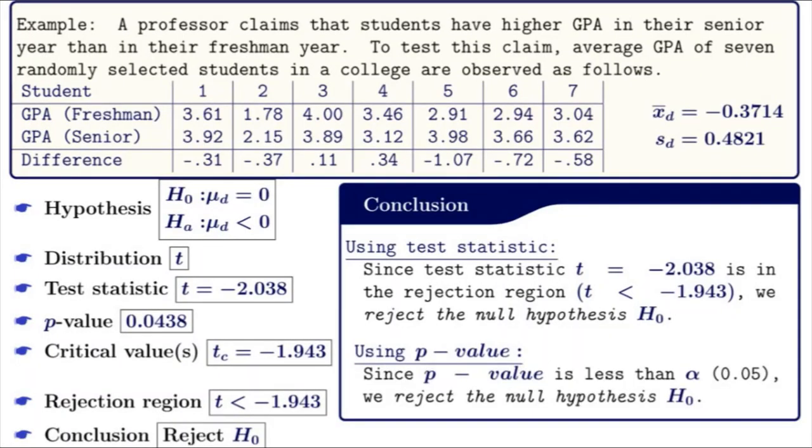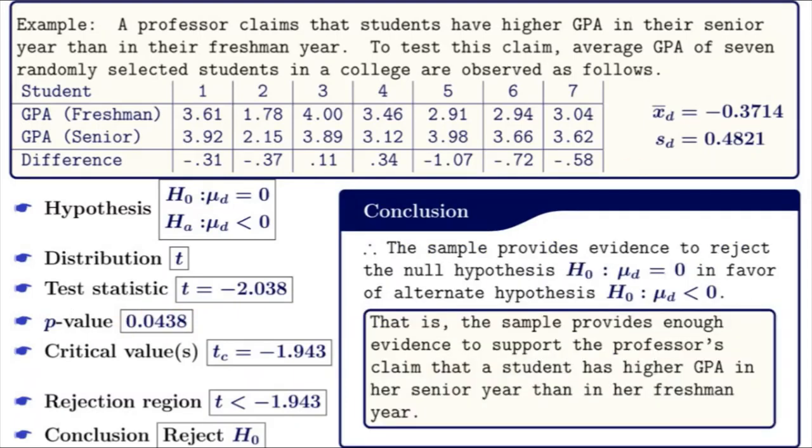Using the p-value also, we can derive the same conclusion. Here, p-value is 0.0438 and alpha is 0.05. Since p-value is less than alpha, we reject the null hypothesis. Finally, we can say that the sample provides enough evidence to support the professor's claim that a student has higher GPA in her senior year than in her freshman year.